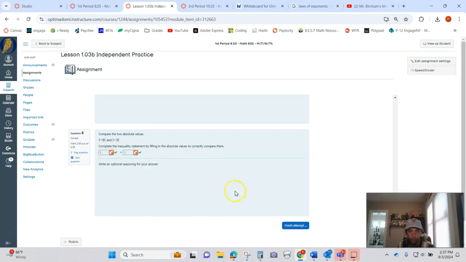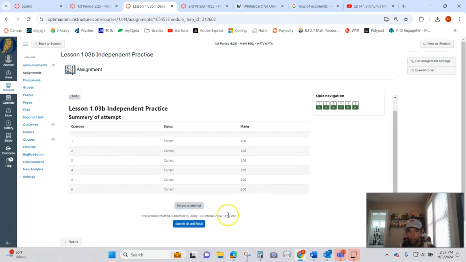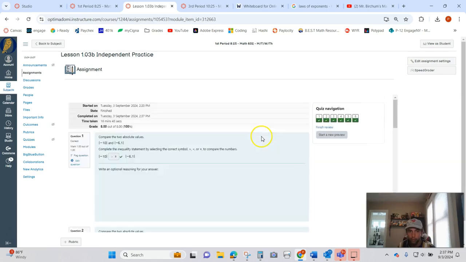I didn't need to click on this red checkmark button because I wasn't typing a fraction. I was just doing normal numbers. We have finished, so I click the finish button. Then I click submit all and finish, and submit all and finish again, and we are done.